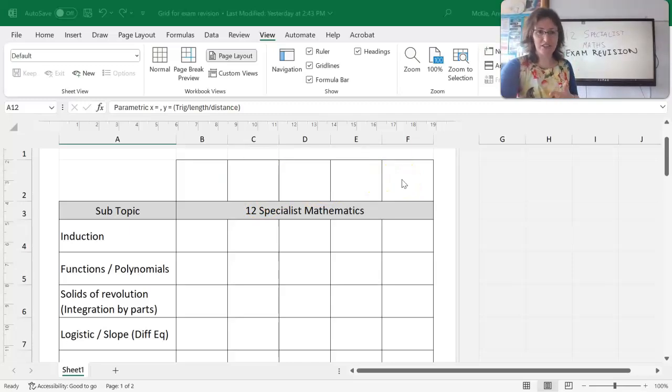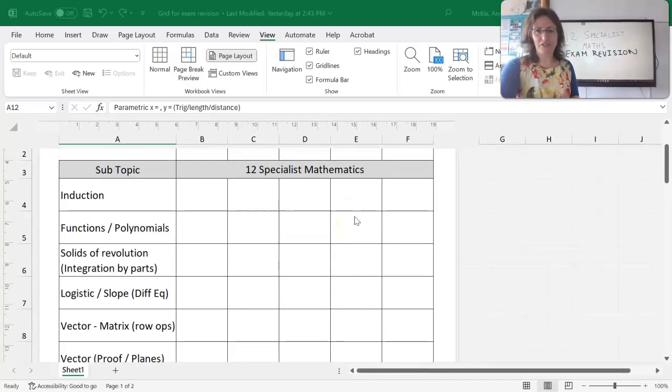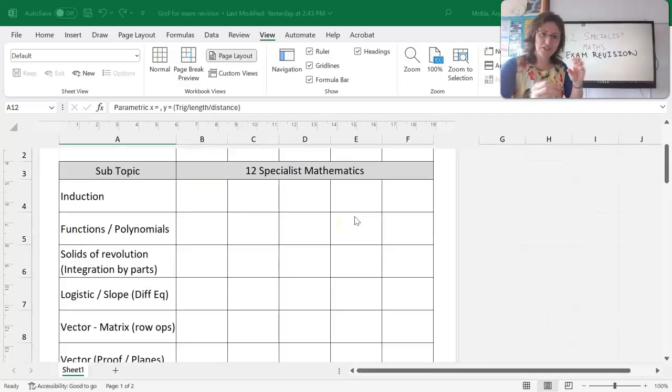So there's more questions. So then, as you can see here, I've grouped it by different topics. I think the induction questions will be easy to identify. So again, when you've got some time to do your exam revision, you would find all of the induction questions and do them.